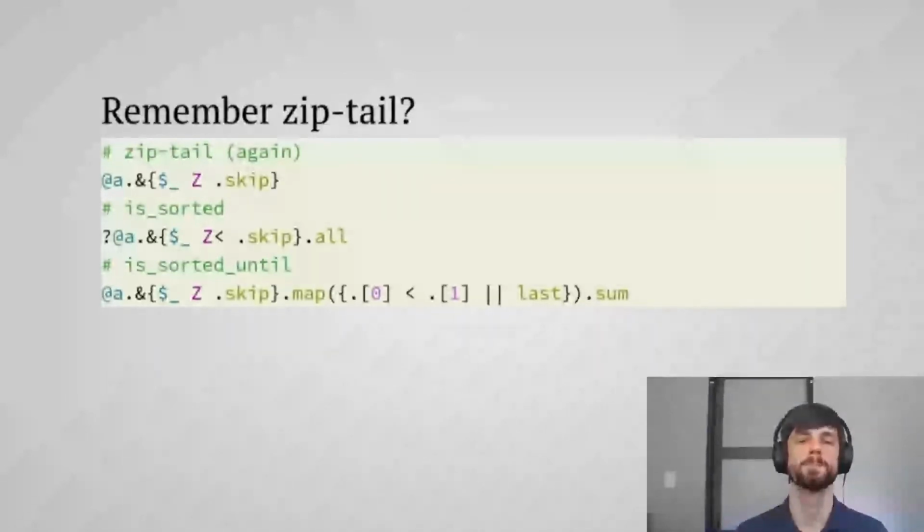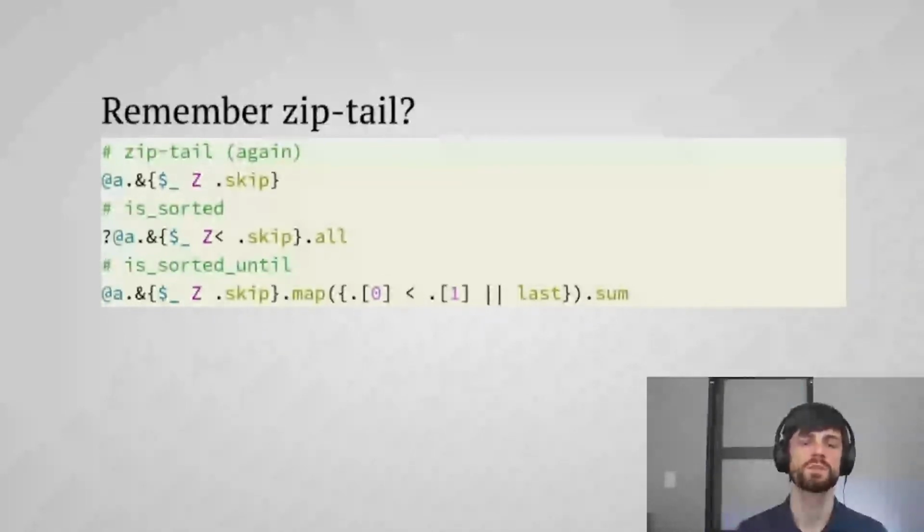If our test ever fails, then the OR proceeds on to its second half, and last bails out early. Our map stops short, and then when we sum up the number of trues, we get a number that tells us exactly what index we reached with all of our items being sorted.